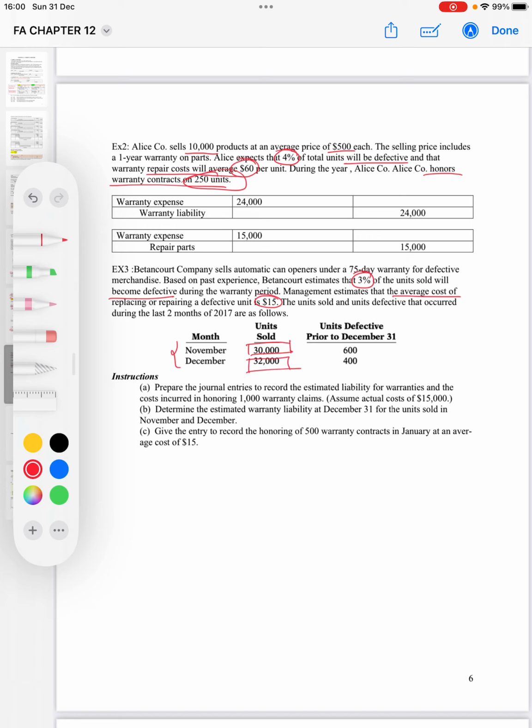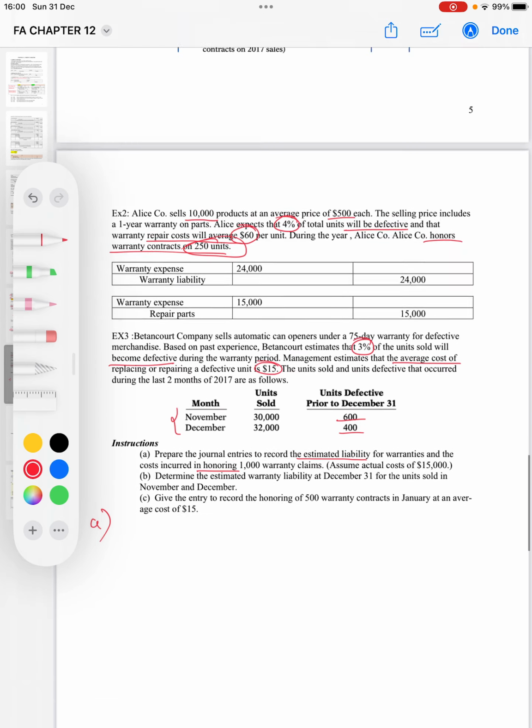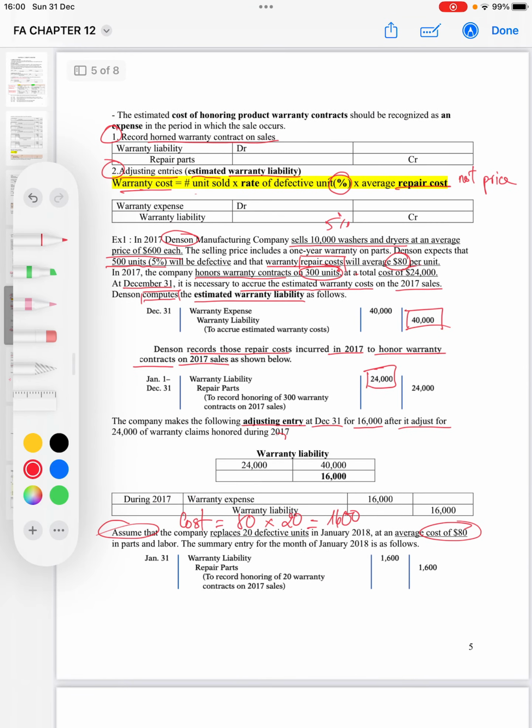And the defective units for November are 600, and for December 400. So first, let's do the transaction: the journal entries to record the estimated liability for guarantee and the cost they honor. Let's do the estimated liability first, which means that you have to do adjusting entries.